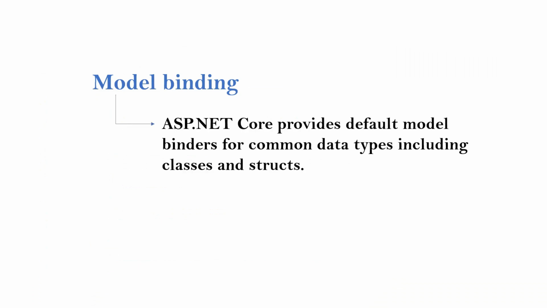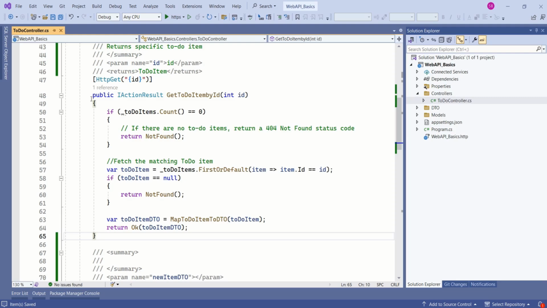ASP.NET Core provides default model binders for common data types, including classes and structs. Let's start with this action method. This action method takes this parameter ID, which is of type integer. As I mentioned earlier, in case of model binding, the ASP.NET Core model binder inspects an incoming HTTP request and, as it has some predefined rules, as per those rules it maps incoming data to these respective parameters. In case of this get to-do item by ID method, we have this parameter ID.